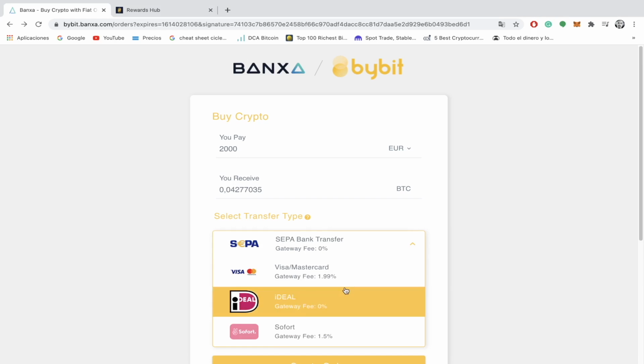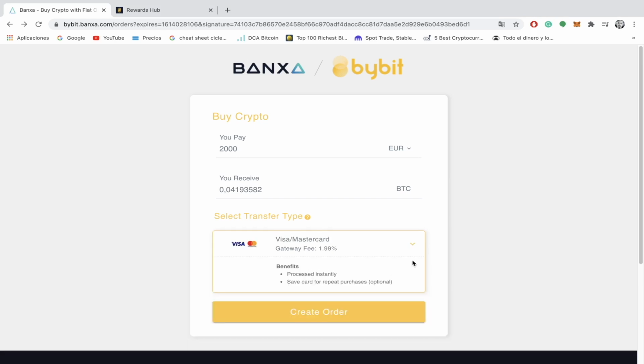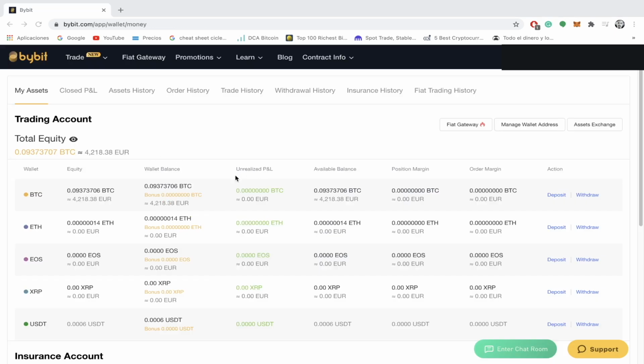You will choose your payment method. Say you want to go with MasterCard, and then you would create order and put in all your card details and the rest of it so you can get your Bitcoin on your asset account on Bybit. Now that you have your funds on your trading account, you want to start trading.